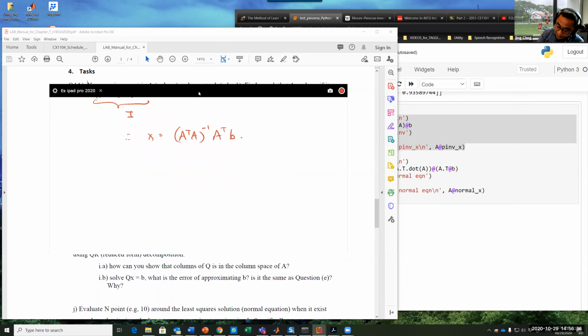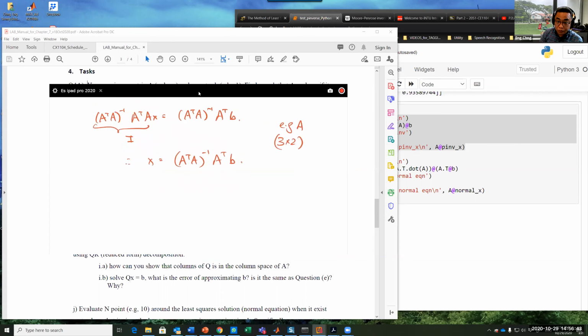Now let's see the sizes with a 3 by 2 A. So A is equal to 3 by 2. Therefore, A transpose is 2 by 3, times A which is 3 by 2. The inverse is a 2 by 2 matrix inverse. This guy is a 2 by 3. This guy is a 3 by 1. This guy is a 2 by 1. So finally, X is a 2 by 1. This is what we are expecting.